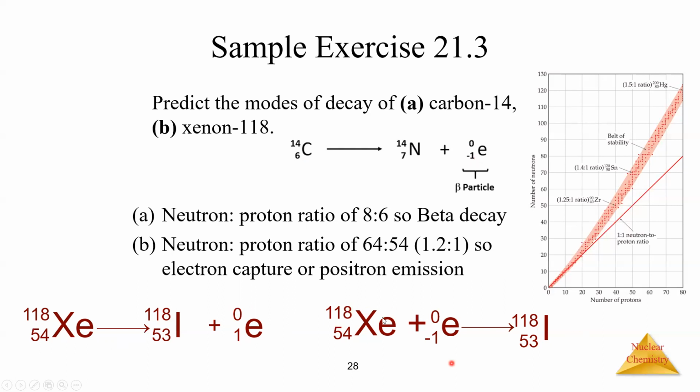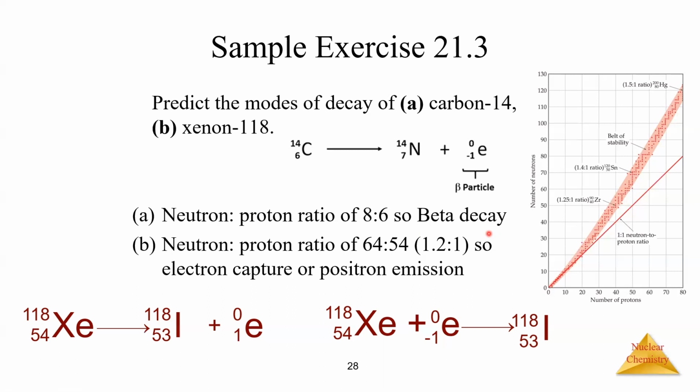Or we could have this nucleus essentially accept an electron and just convert that proton into a neutron and still wind up with 118. So when we're below the belt of stability, we'll have that atom either undergo electron capture or positron emission, whereas if we're above it, it's likely to undergo beta decay.